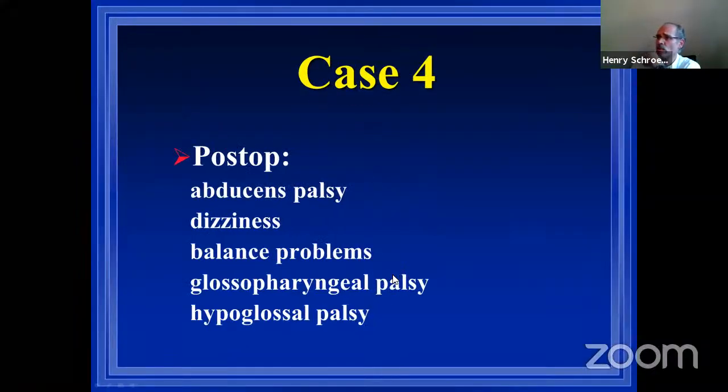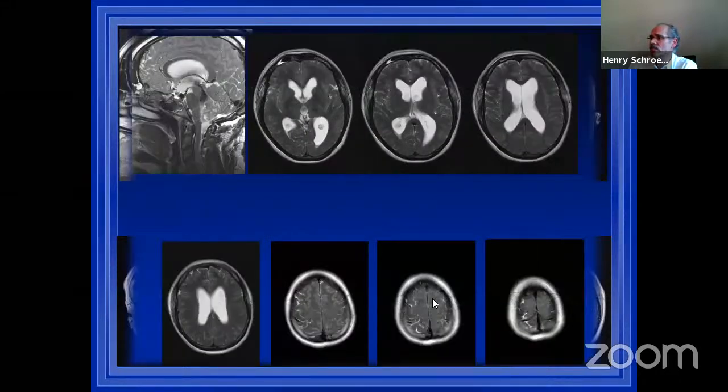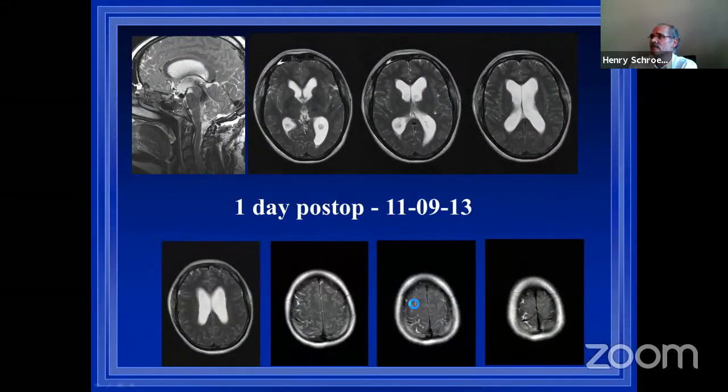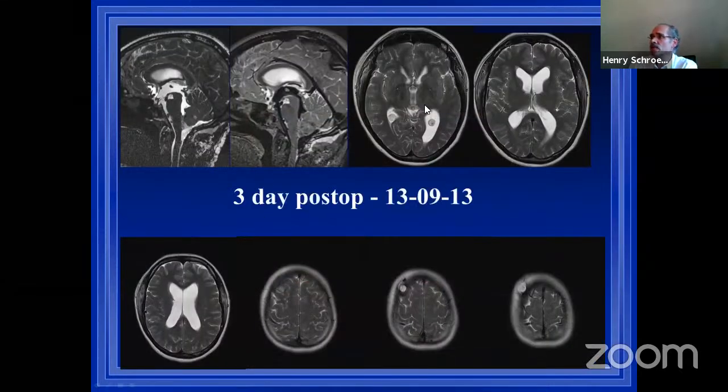Post-operatively, she had an abducens palsy, dizziness, balance problems, glossopharyngeal palsy, and hypoglossal palsy. 1 day after surgery, she showed progressing hydrocephalus. You see here the cortical relief is very flattened. So we made an ETV, and after ETV, the ventricles came down. There's a good flow void in the ventriculostomy, and she's doing fine.